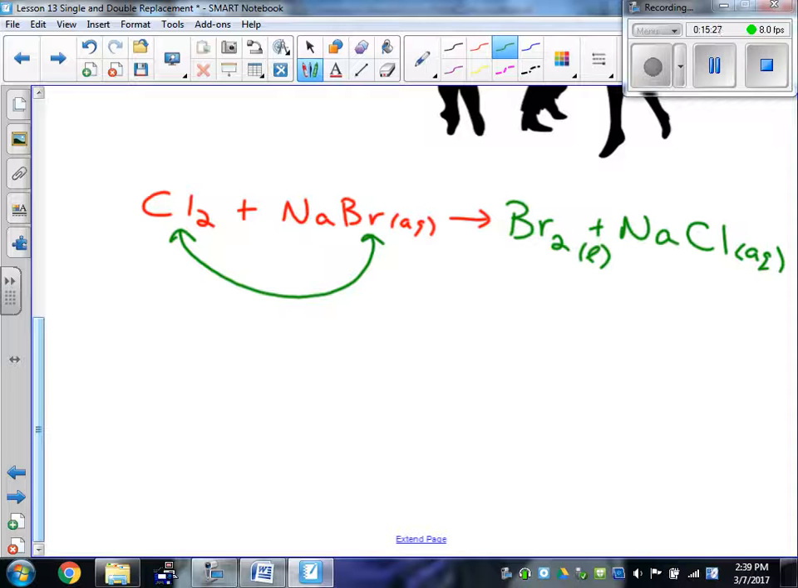And now we need to balance based on this. Let's see. 2 Cl's here, 2 Cl's here. 2 Na's, 2 Na's, 2 Br's, 2 Br's. Looks good. So the non-metals may need to switch positions. That's not as common. Most of the time we talk about metals and metals switching places, not non-metals and non-metals, but it could happen.